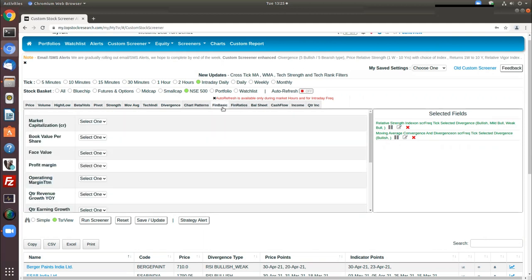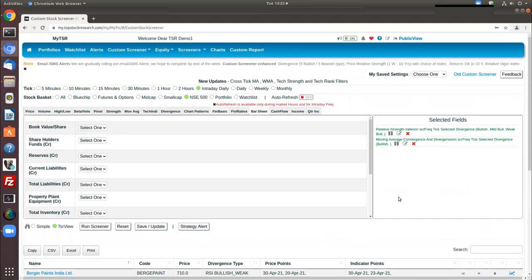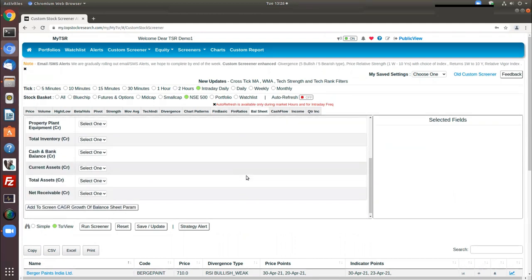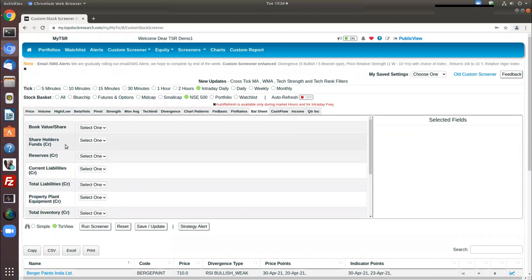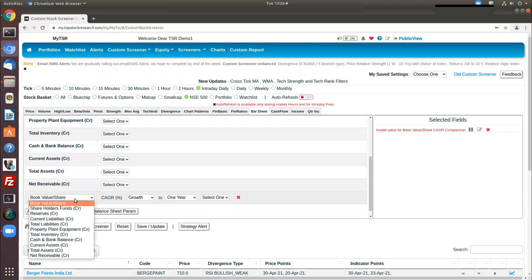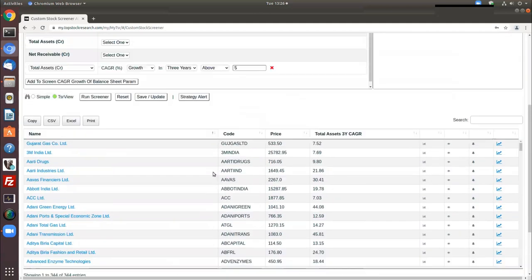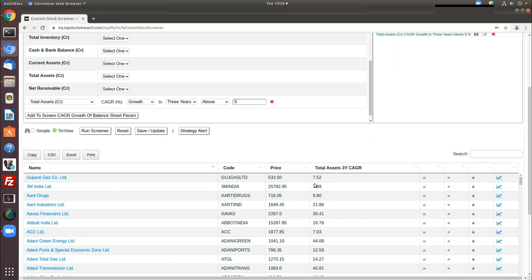Similar to this, you can filter on financial information, for example, balance sheet. I'll close this one and close this filter, technical filters. The idea is to focus on this thing. I'm looking for CAGR growth of, let's say, total assets growth in 3 years, greater than 5%. So let's see if we are lucky to get, so we get Gujarat Gas, where the CAGR growth is 7%.